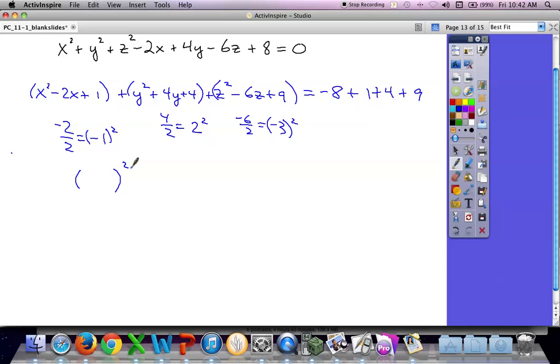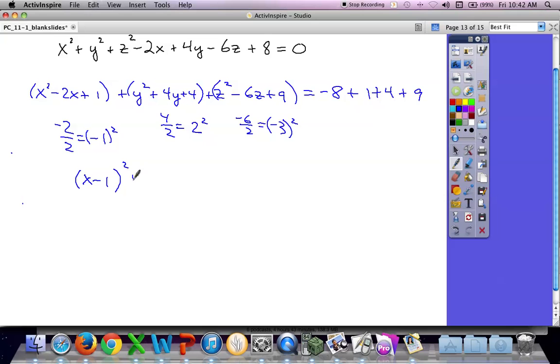x minus, what is it that will be in parentheses for the first one? What is it that's being squared? It's x plus or minus something. If you can't think of it, factor it. How does that factor? What two numbers have a product of 1 and a sum of negative 2? Negative 1 times negative 1 is 1. What are the factors of 1 that add up to negative 2? Negative 1, negative 1. So it's x minus 1 squared.